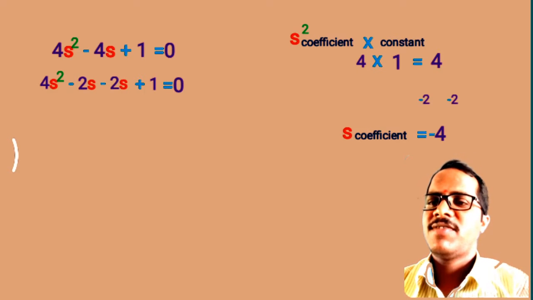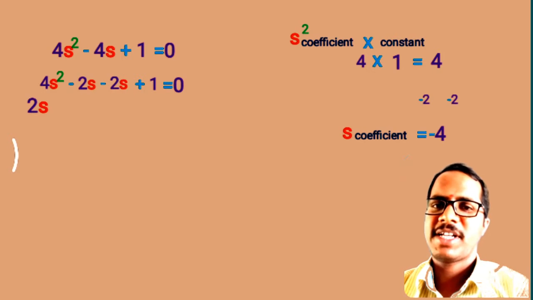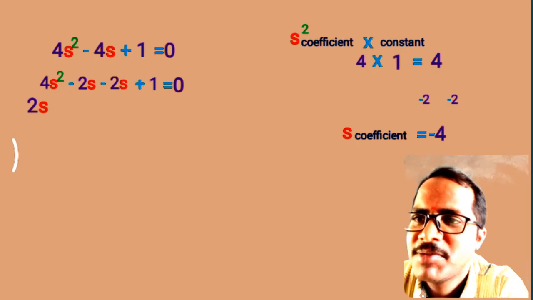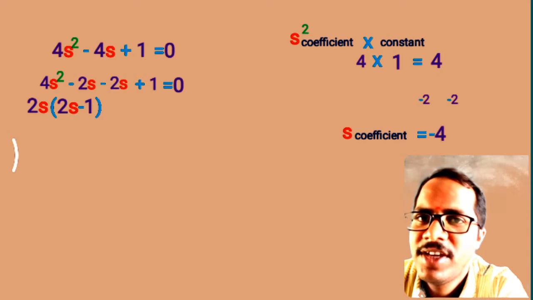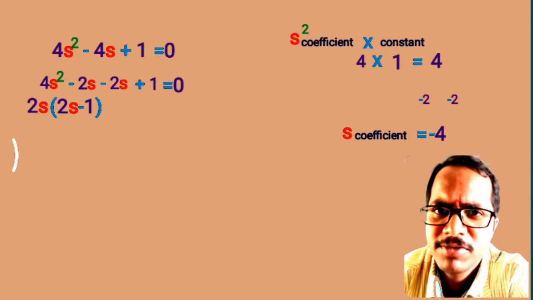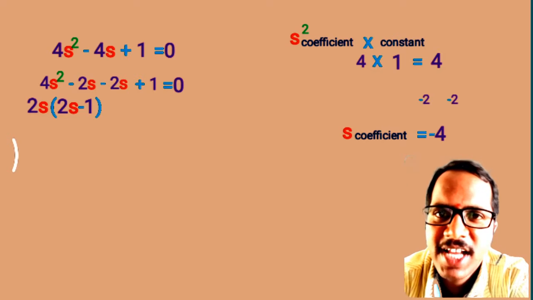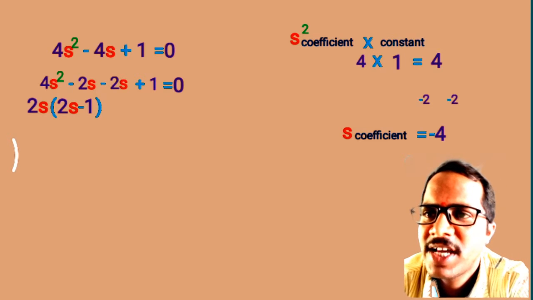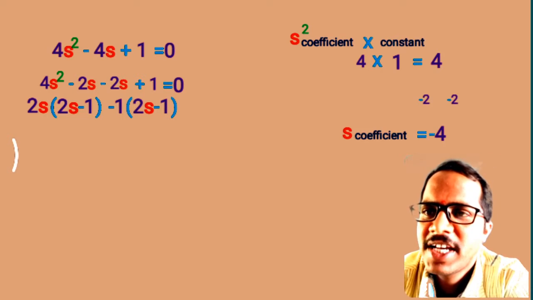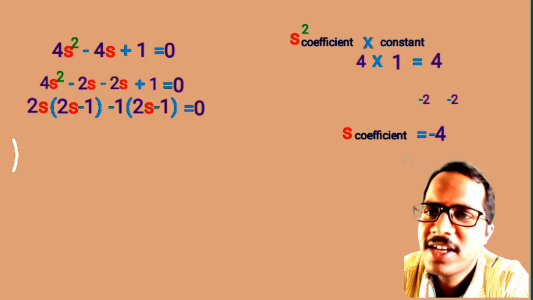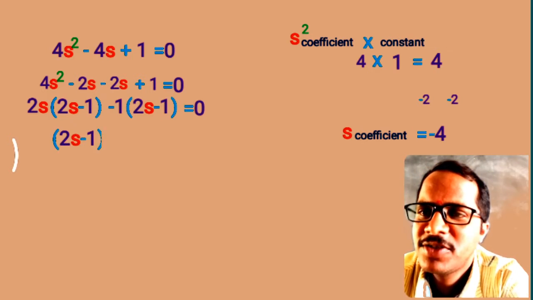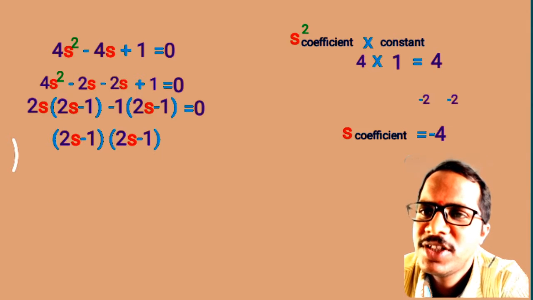Now in the first two terms we have 2s as common, so by taking 2s as common out we get in bracket 2s minus 1. Now again in the next two terms, that are minus 2s and plus 1, we can take minus 1 as common out. So by taking minus 1 as common out we get 2s minus 1 in bracket which equals to 0. So now again we have 2s minus 1 in common, so by taking it as common out we get 2s minus 1 into 2s minus 1 which equals to 0.